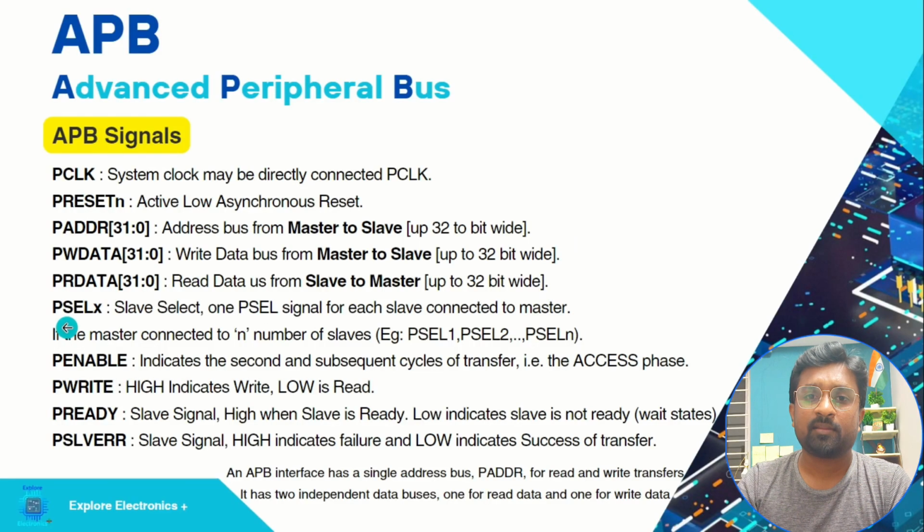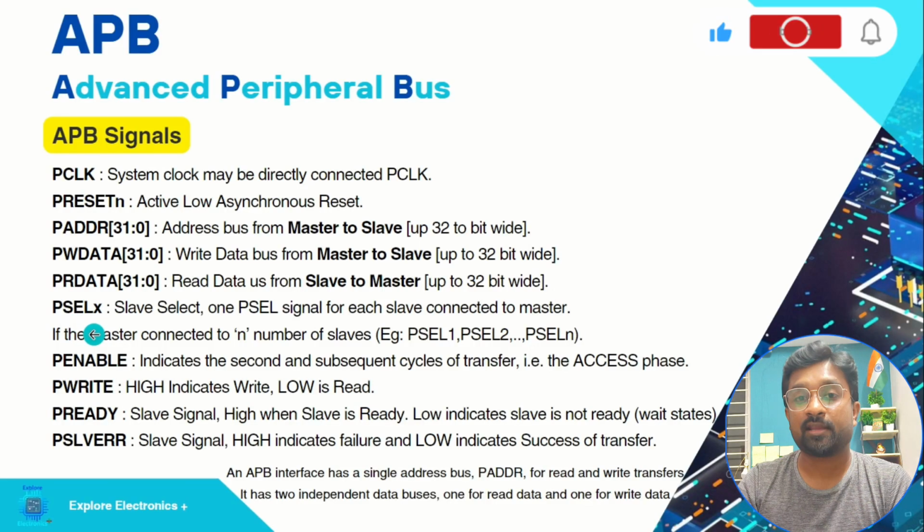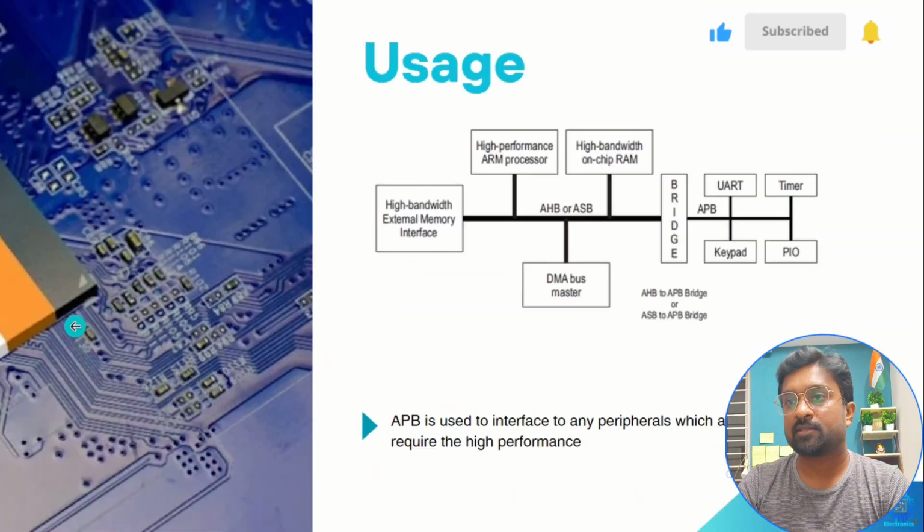Then we have the PSEL signal. This PSEL signal will be used to select the slave. As we saw in the previous diagram, we have multiple slaves connected with APB.